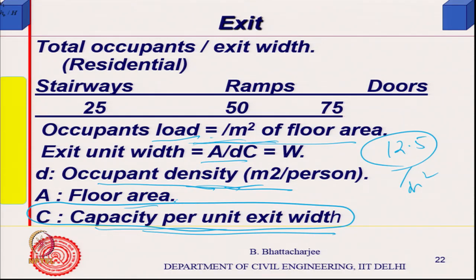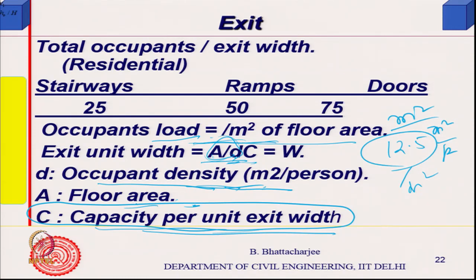So A is the floor area, D is the meter square per person, and C is the capacity of unit exit width. A by D will give the number of persons. A is in meter square, divided by meter square per person. That will give me the number of persons for whom I should provide the exit.